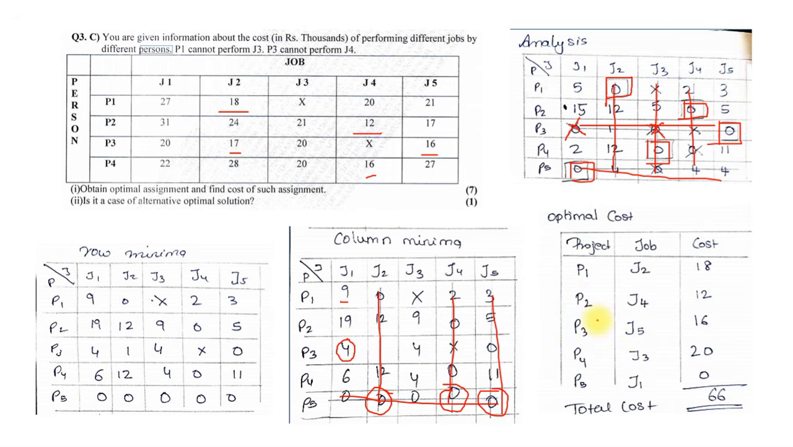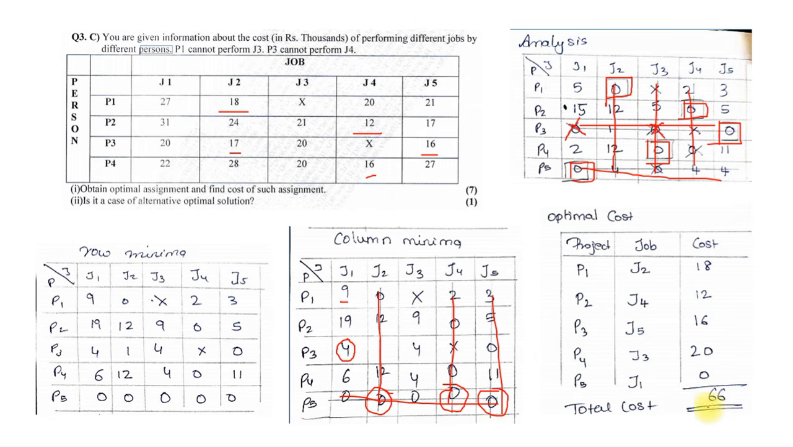So projects P1, P2, P3, P4, P5 were assigned J2, J4, J5, J3 and J1. The costs from the original question are 18, 12, 16, 20 and 0, which total 66. Is it a case of alternate solutions? No, there was no alternate availability here because all other zeros have been marked out. So this is how you had to solve the sum for question number 3C, based on the assignment problem. I hope everyone has understood it.